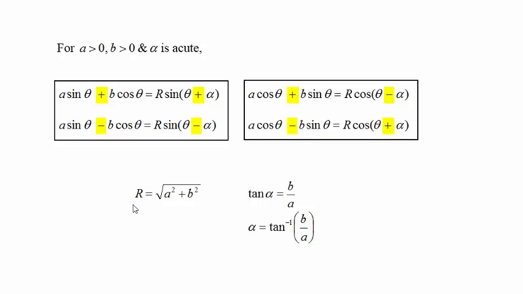Do note, for all the formulas, the R is still calculated using a squared plus b squared square root, taking the positive value, and alpha will still be tangent inverse b over a.